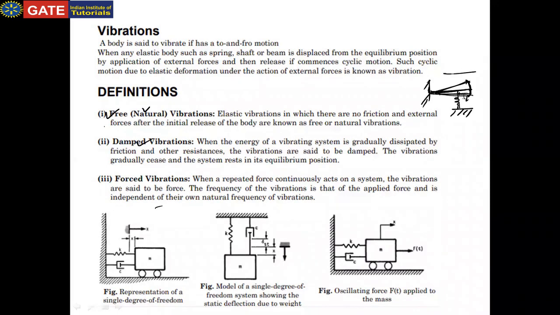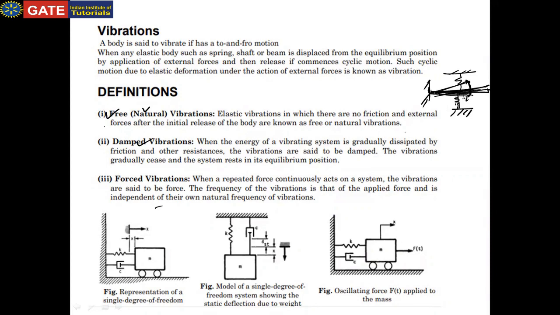Or you can say this side also we have a spring. So if you apply load, this strip will go up and down, but automatically it will come to the original position. Why? Because springs on both sides will be there, and they will try to oppose that motion. So this type of vibration is called damped.